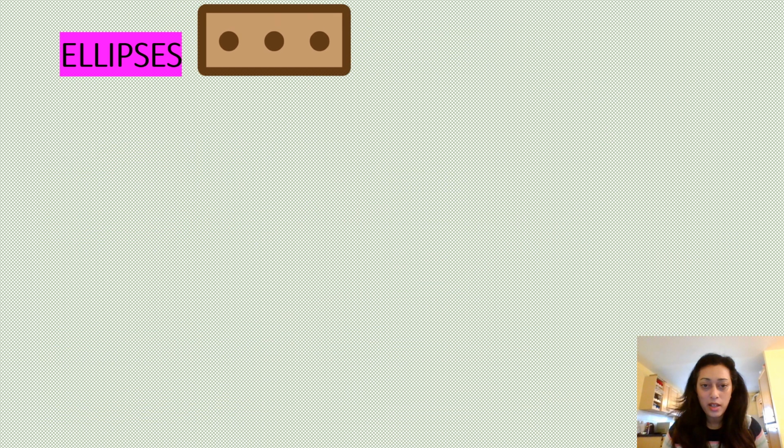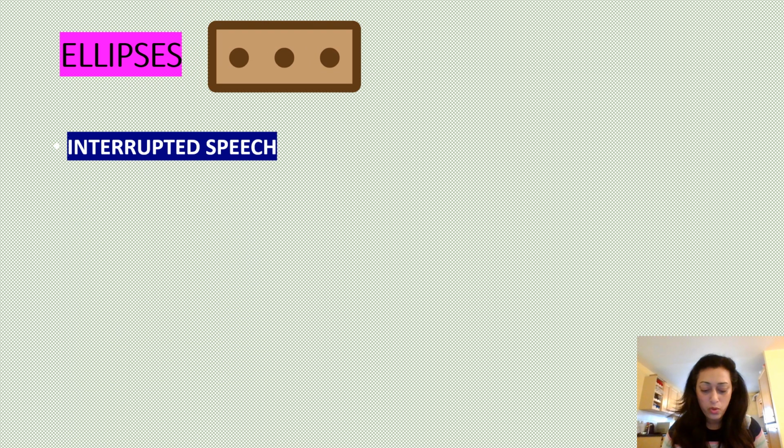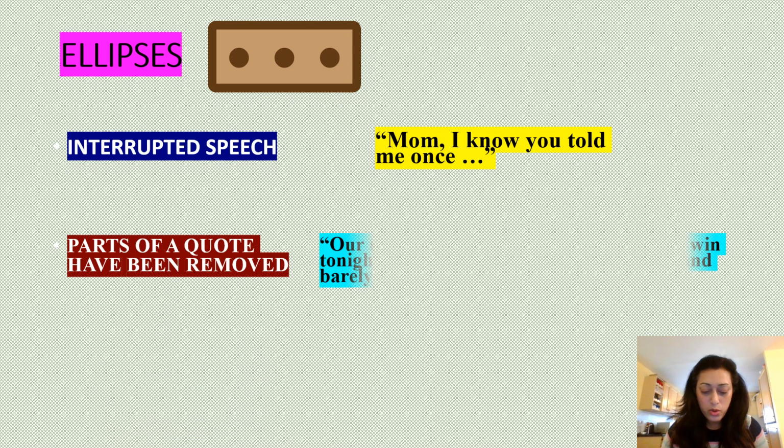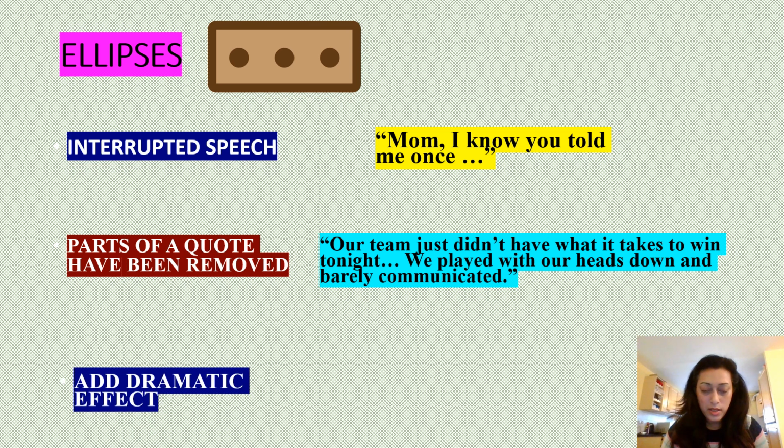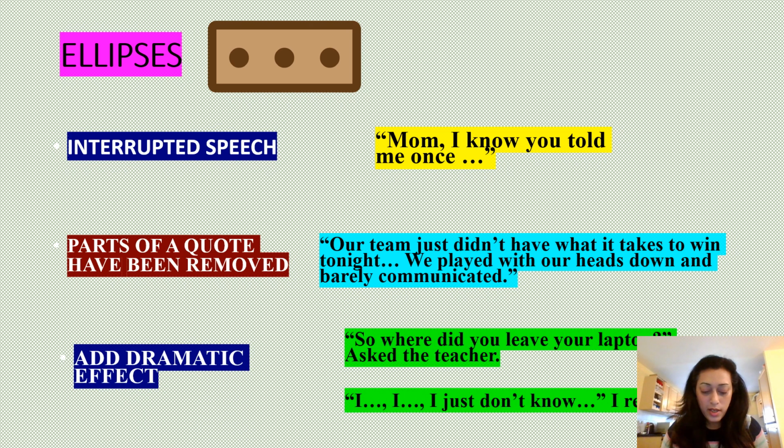All right, so let's take a look at the ellipses now, which are the three dots together, and their usage. The ellipsis is constructed by creating three consecutive full stops. They serve three distinct purposes. First, using ellipses to demonstrate where speech has been interrupted. For example, "Mom, I know you told me once..." and there's an interruption in the speech, so that's when I use three dots.